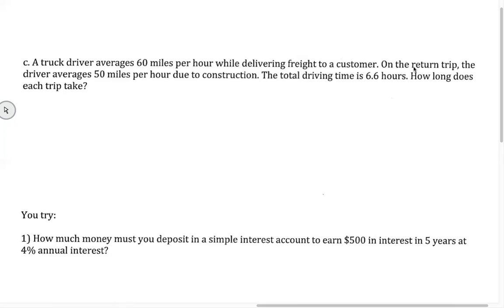All right. On the return trip, the driver averages 50 miles per hour due to the construction. The total driving time is 6 hours and 0.6 of an hour. How long does each trip take?